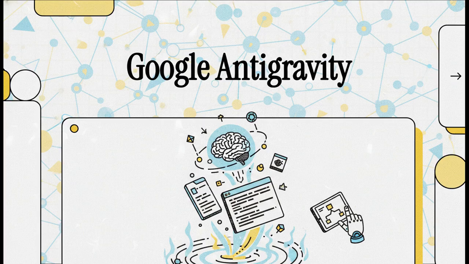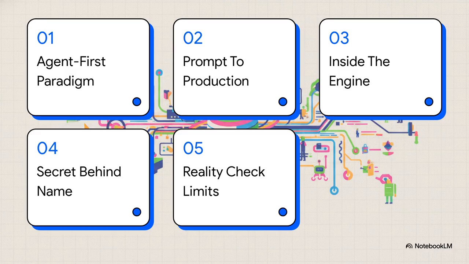Now, if you've been following the AI coding space, you know there is a ton of noise out there right now. But today, we're cutting through all of that. We're going to look at the actual source material, the official documentation, and some real-world user feedback to see exactly what Google is trying to pull off here. We've got a lot of ground to cover today to really understand this tool.